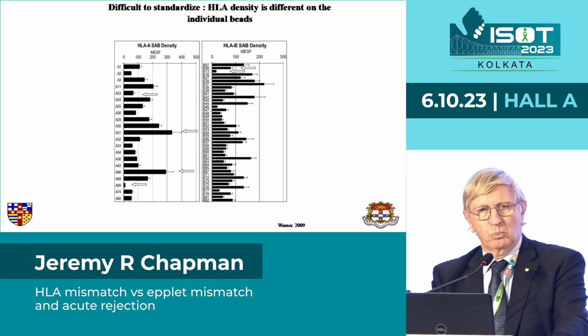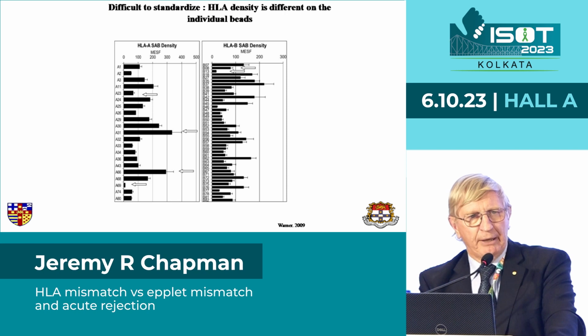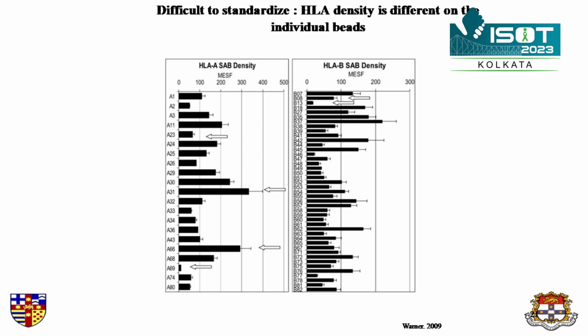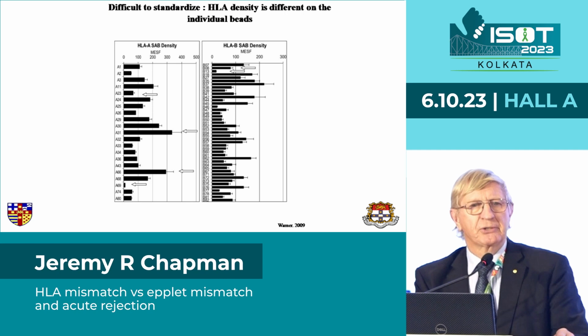So is it perfect? Well, no, it's getting better, and it's not as bad as this graph shows. But this shows you that if you have different antigen densities on the different beads, then you'll get different levels of positive and negative reactivity against those beads. It's not a perfect test, but it is at least based upon an antibody binding an antigen.